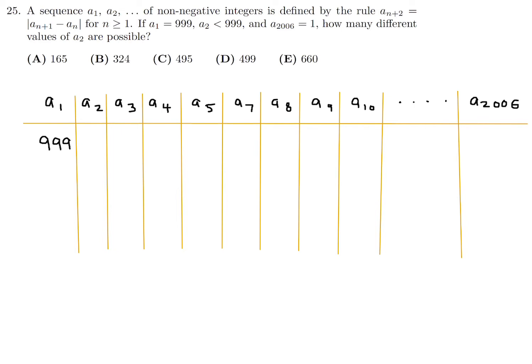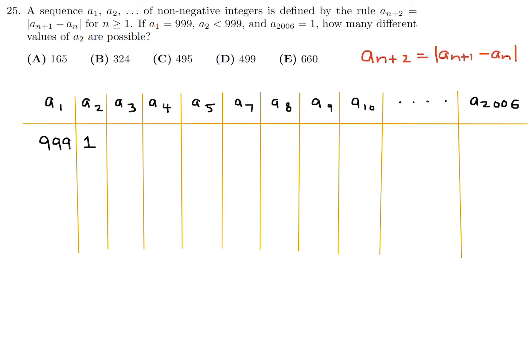And let's use our relationship here, that a(n+2) is equal to the absolute value of a(n+1) minus a(n). All right, so here we go. I have to start somewhere, right, with a2. They're saying that a2 is less than 999, so I'll start with 1. And if that's the case, and I start using this rule, let's see what happens.